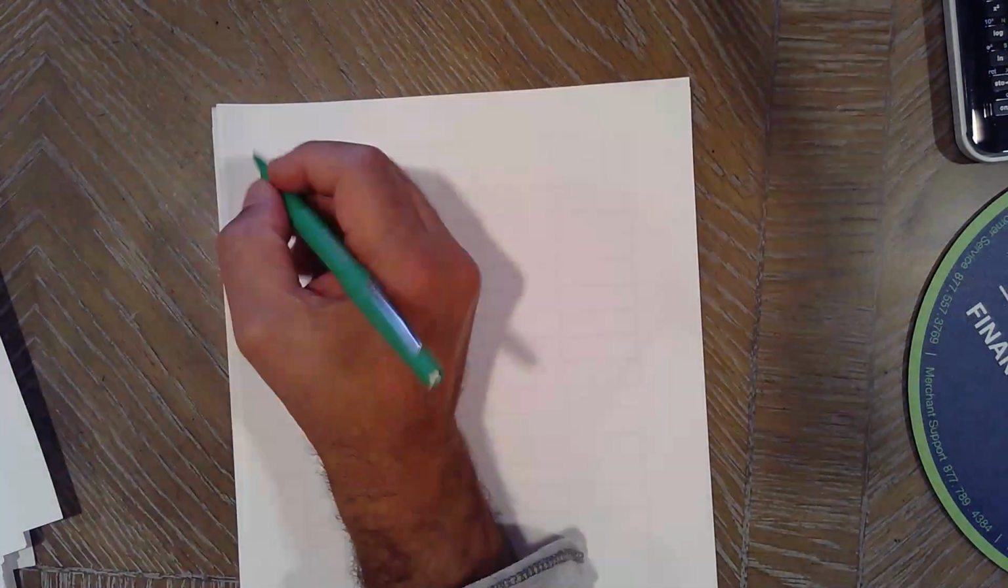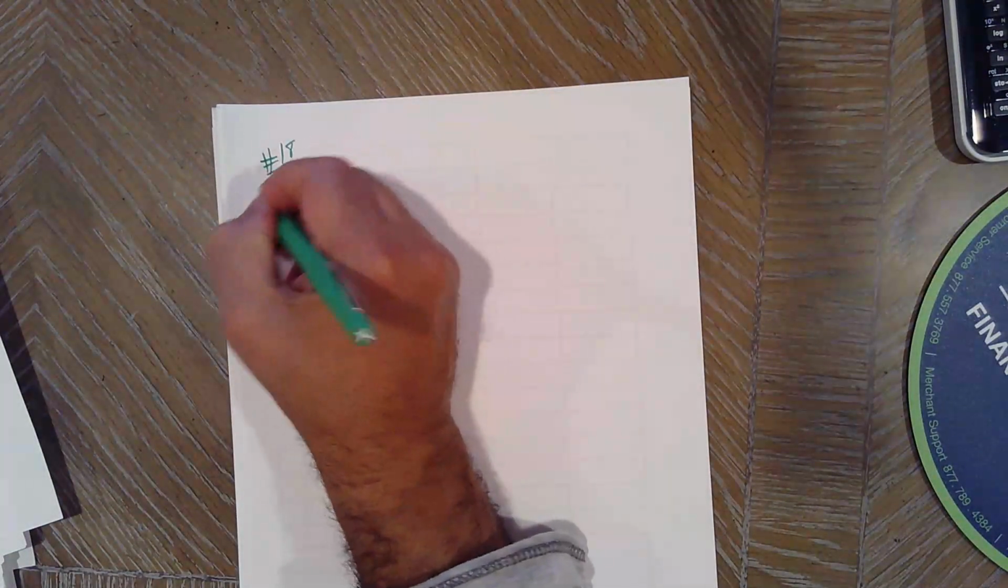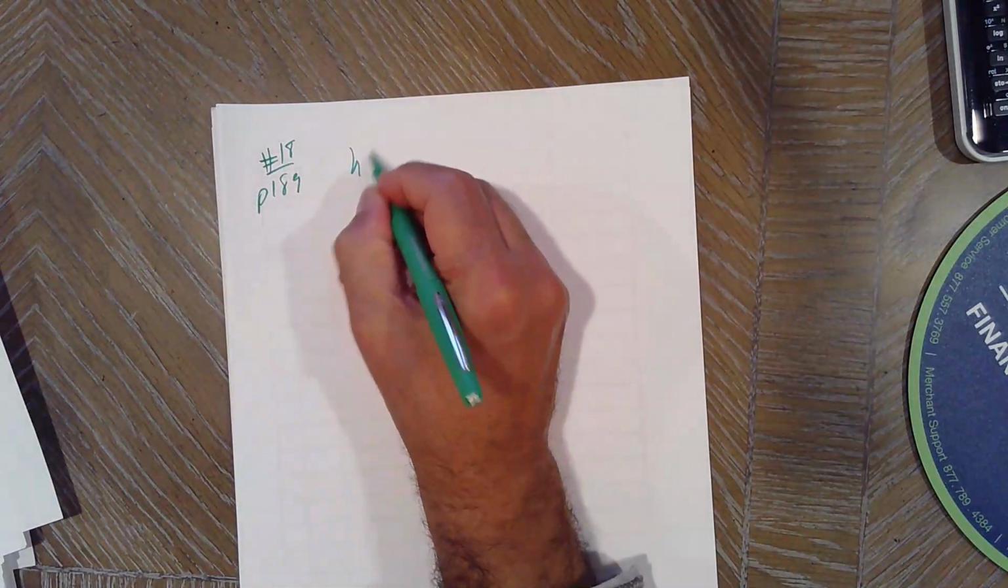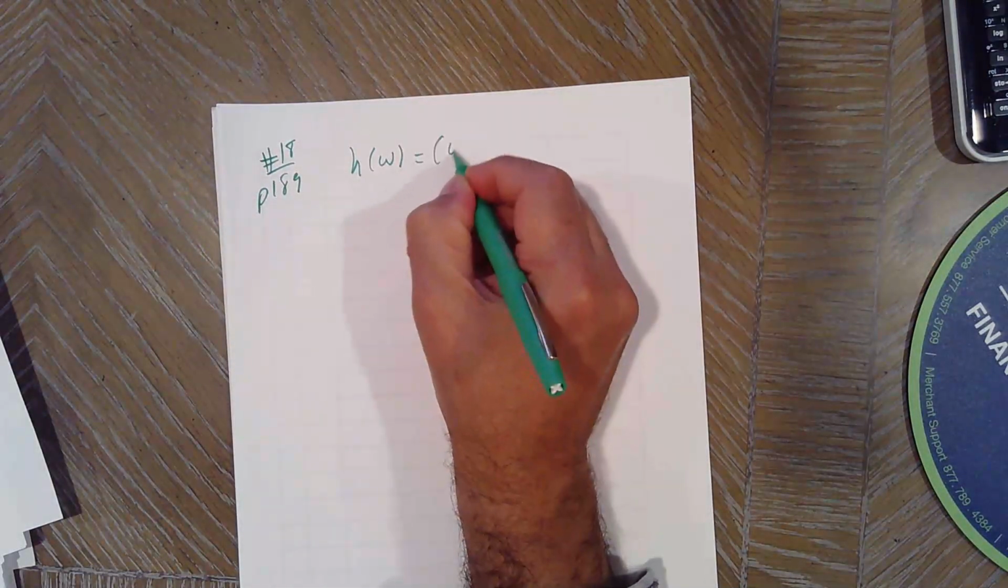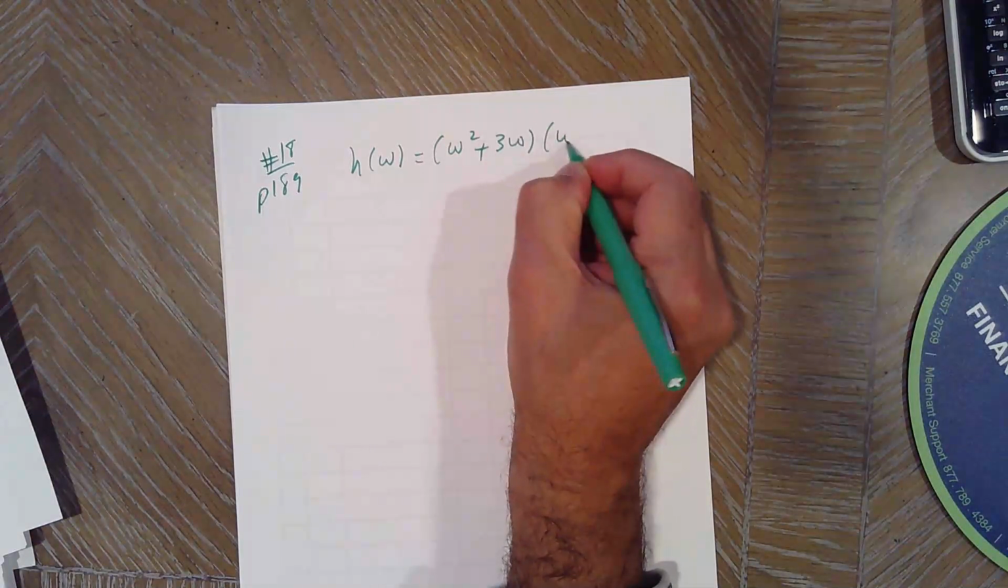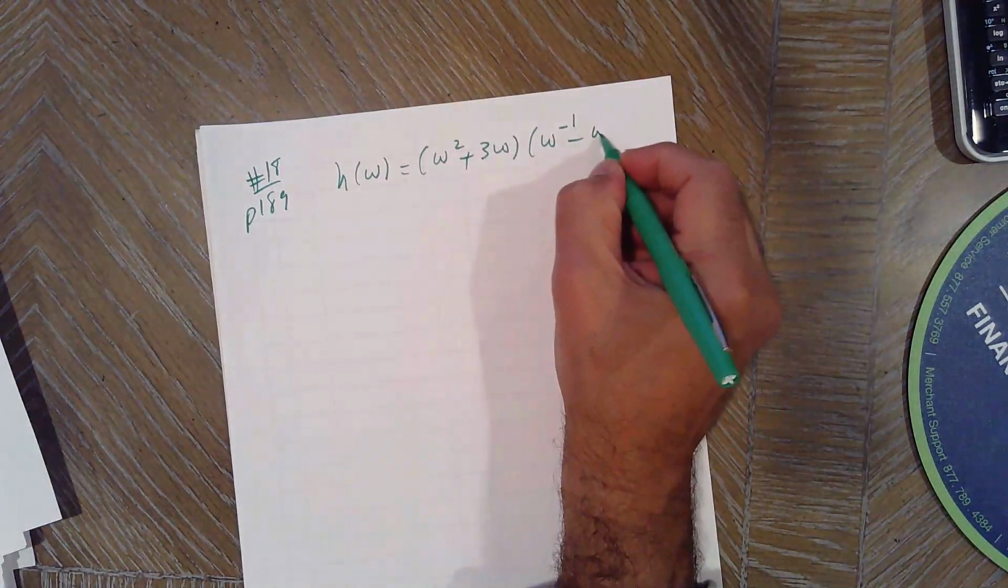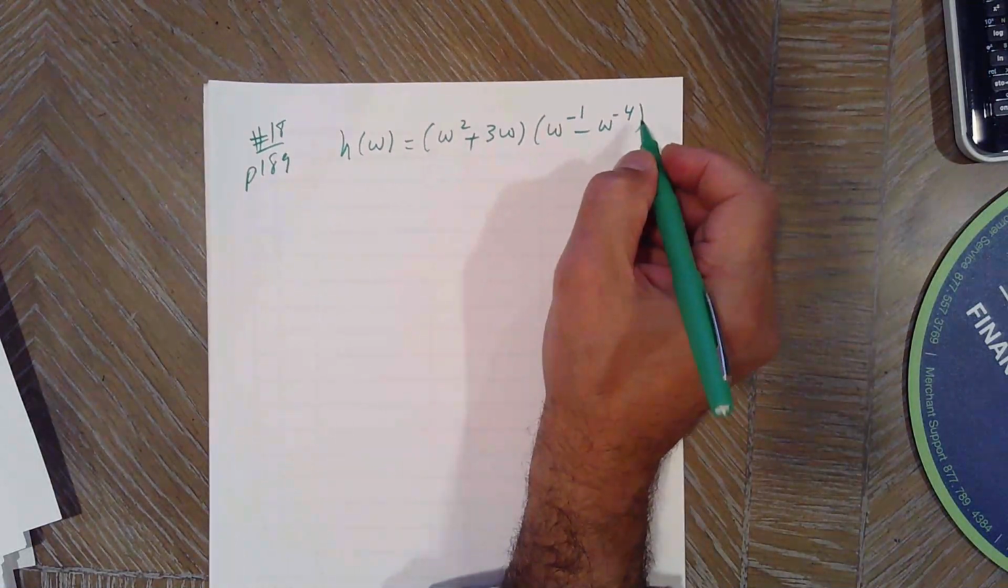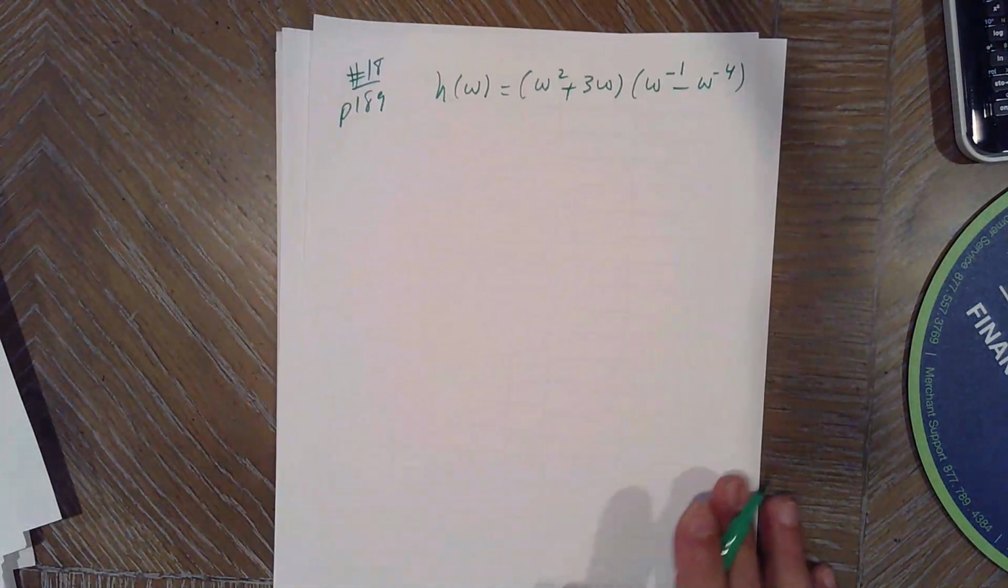Number 18, page 189. H of w equals w squared plus 3w, and then w to the negative 1 minus w to the negative 4. Again, we're going to do the product rule.